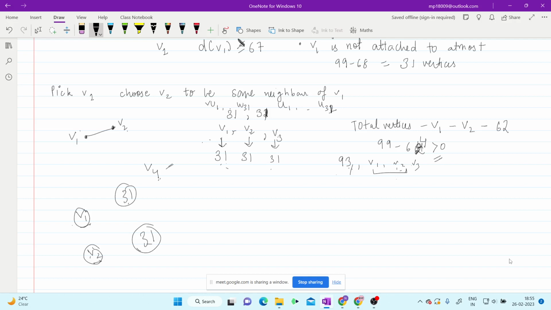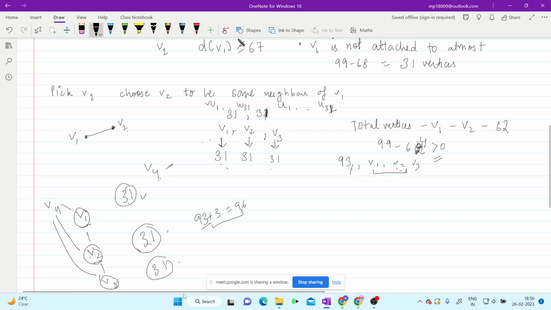Okay, ma'am. And ma'am, now when we have V3, so we pick V3 then. Now V3 is also not attached to at most 31. So now we have 31 plus 31 plus 31, which is 93. And then we have V1, V2, V3, which is 3 more, 96. So now we pick some vertex other than these 96 vertices. And we'll see that they will be connected to each other by our choice.